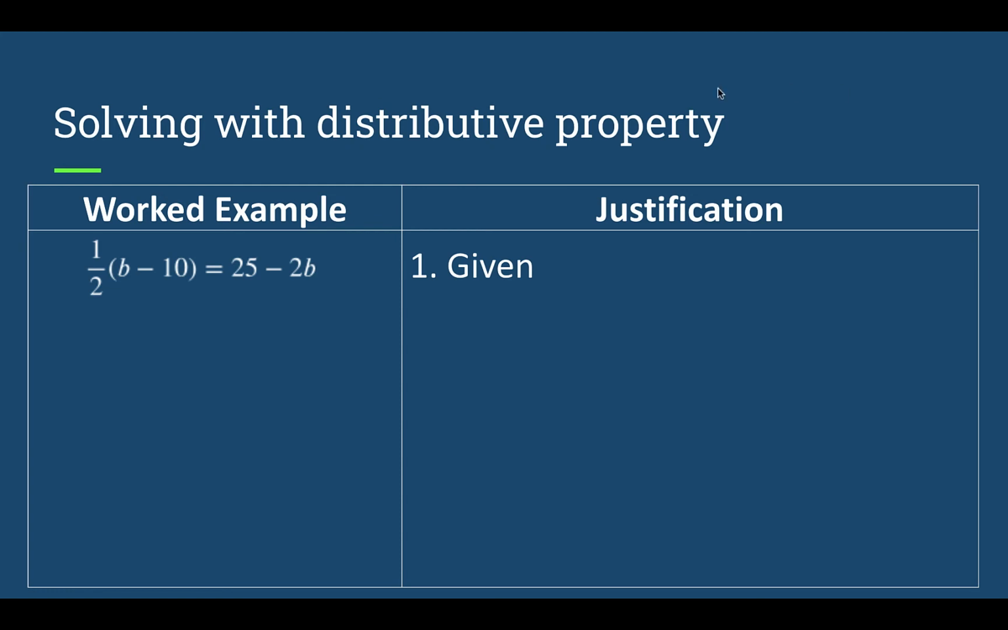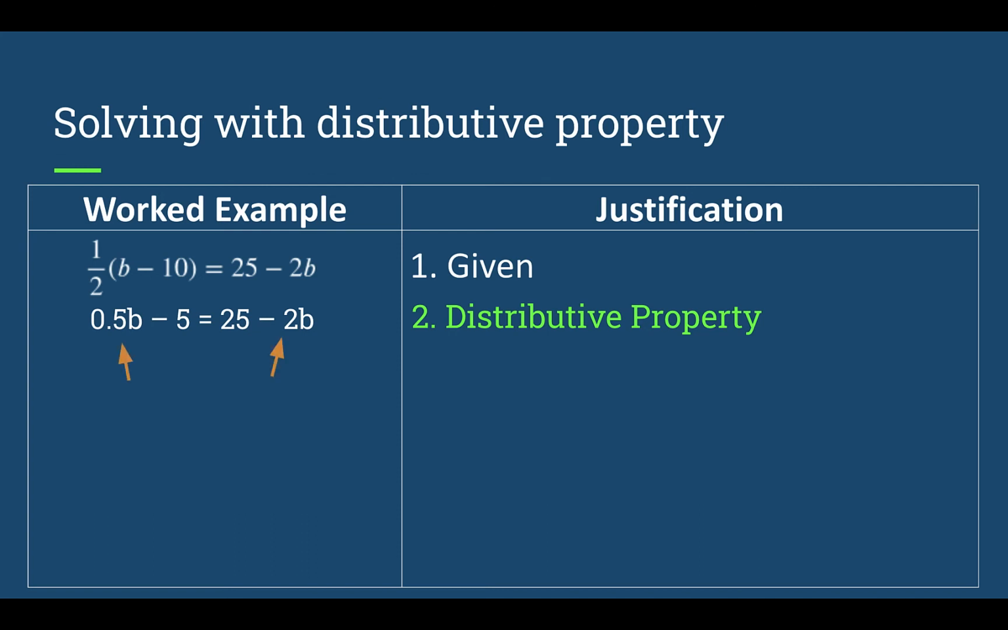So given what this looks like, I cannot tell right away how many solutions there are. So what I'm going to do is work to simplify it until I can know for sure. If I distribute half of b, so 0.5b minus 5, so half of b and half of 10 equals the rest. And I use the distributive property to get there. Now that I'm in this format, I can tell right away by looking at my b's, they have different coefficients, so I can solve this.